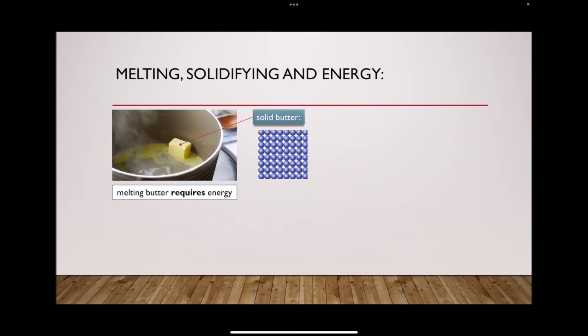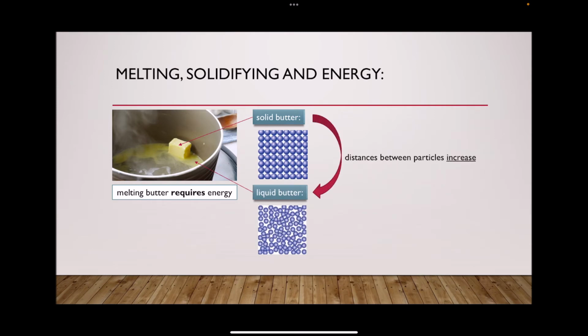To answer that question, we have to look at the particle diagrams of solid and liquid butter. And the major difference between solid butter and liquid butter in terms of the particles is that the distances between the particles have increased. And you know that particles attract one another. We can imagine this being similar to attraction forces between magnets, kind of. And if you try to pull away two magnets from one another, then this will be hard and require energy.